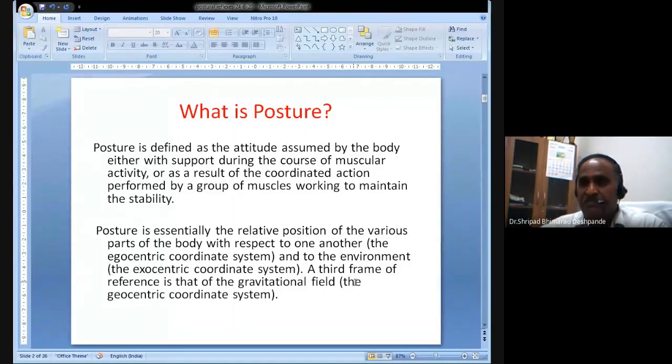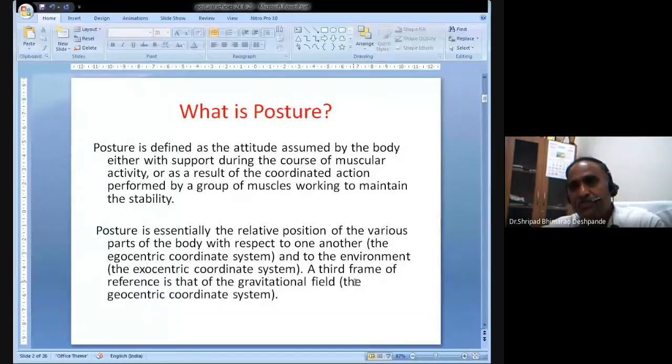There are three components there. With respect to one another, it is egocentric. With respect to the environment, it is exocentric. With respect to gravity, geocentric. So posture is essentially the relative position of various parts of the body in egocentric, exocentric, and geocentric coordinate systems. So that is a more complex definition. The first definition is a very simple one.